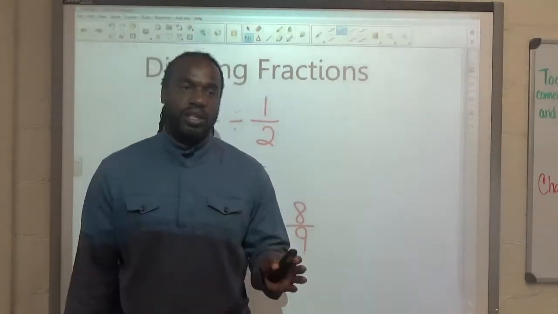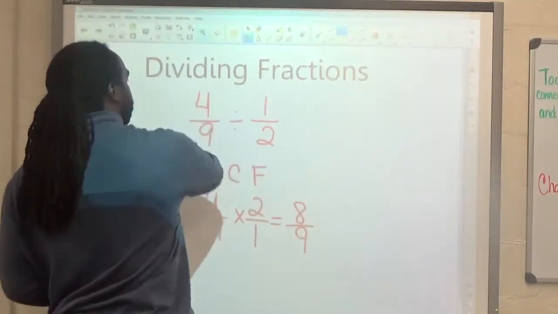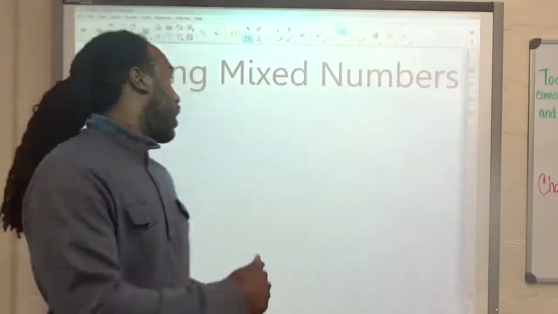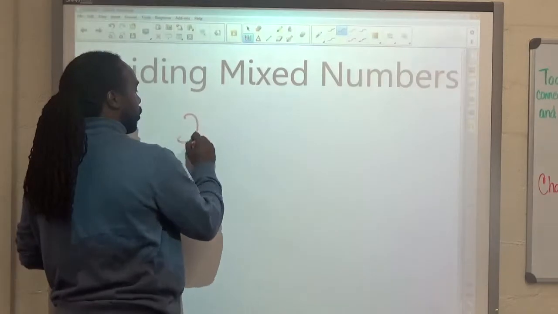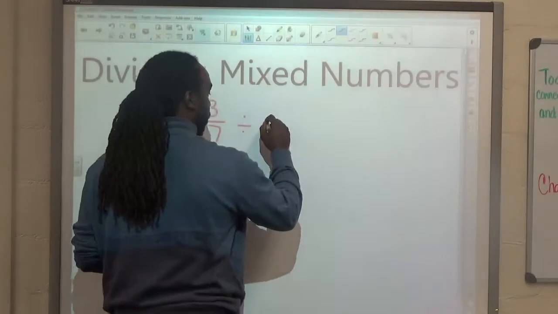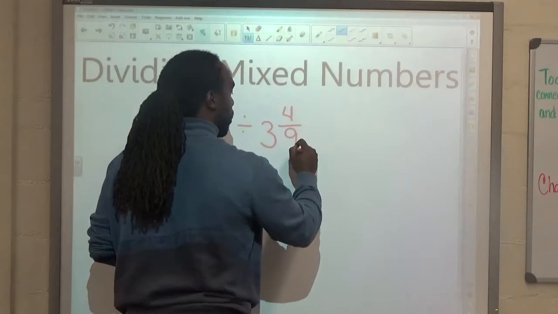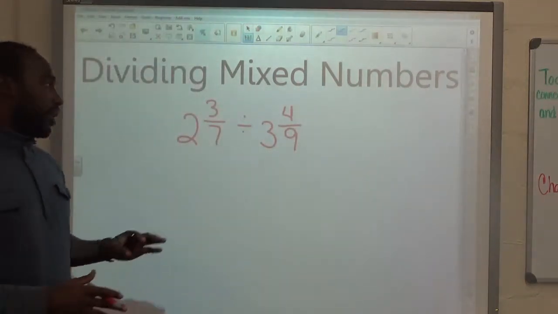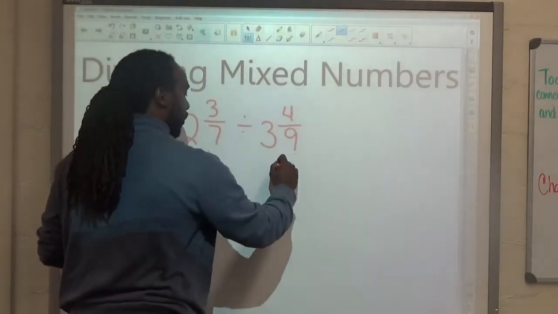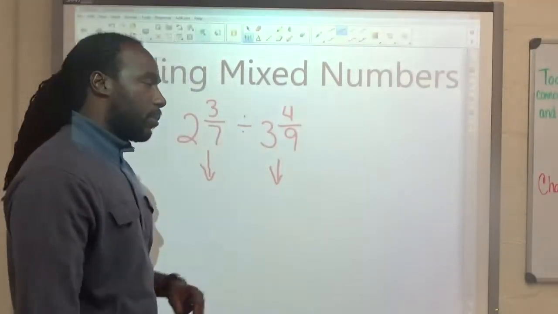If you want to take a look at a previous example that I have, very simplistic, not complicated at all. Next we have dividing mixed numbers. Again, very similar. You took 2 and 3/7 divided by, let's say, 3 and 4/9. Same operation you must do. You can't just divide the whole numbers. No, you have to actually turn these mixed numbers into improper fractions. That is always your first step. Anytime you see mixed numbers, I've got to turn them into improper fractions.